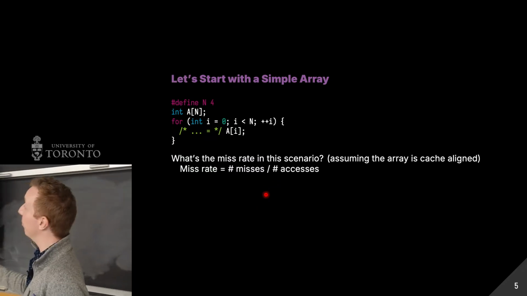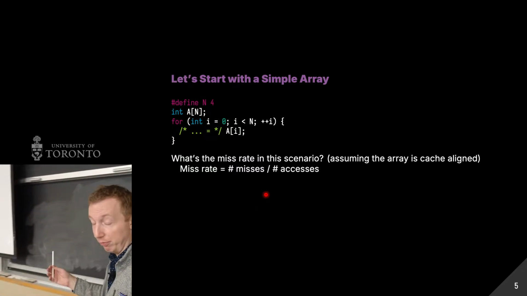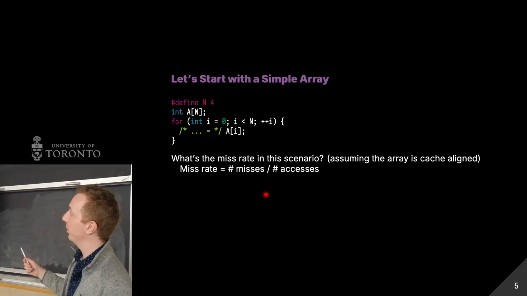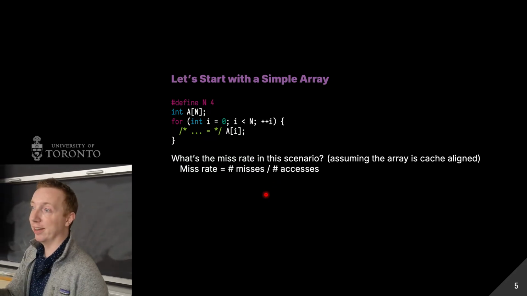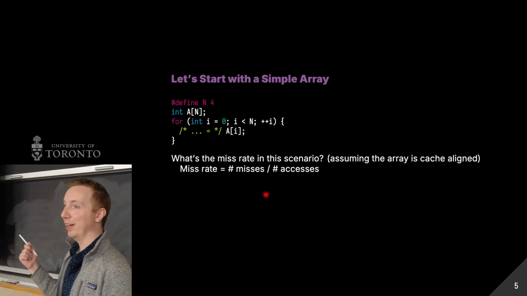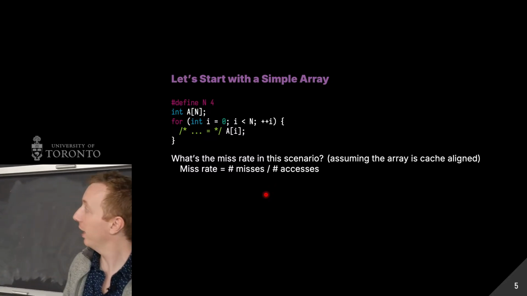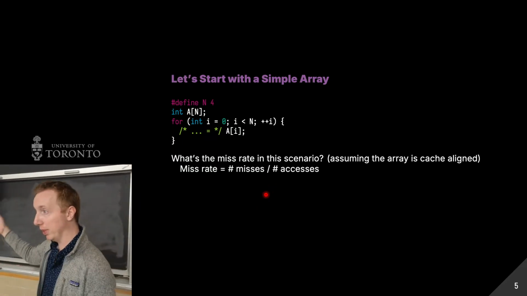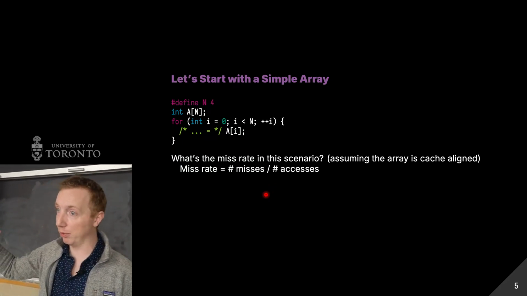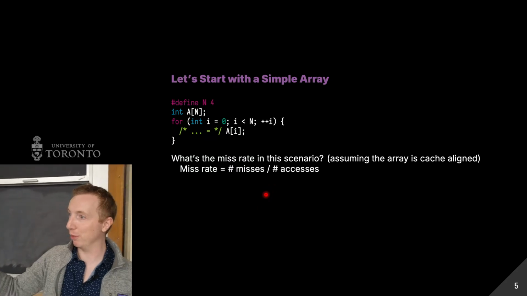Miss. And then, in this very simple cache scenario, what elements will it bring into cache? A0 and A1, right? So it brings two elements into cache. Then the next element we look up is 1. It's in the cache, so that would be a hit. So now we're 1 and 1.